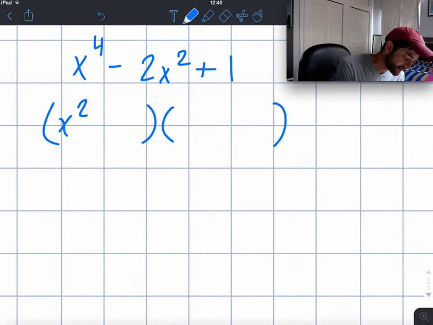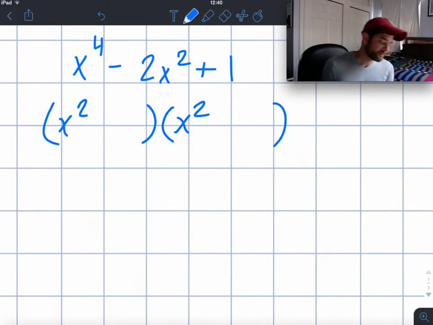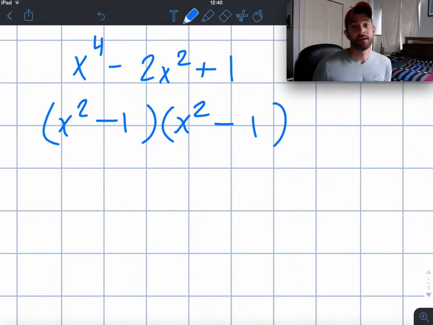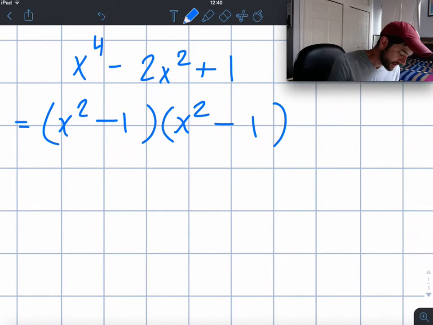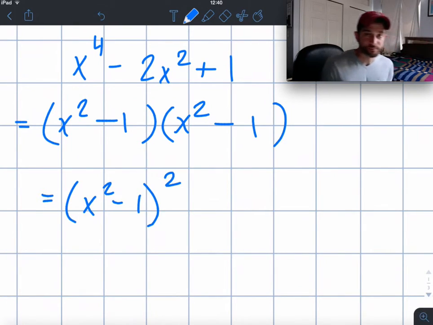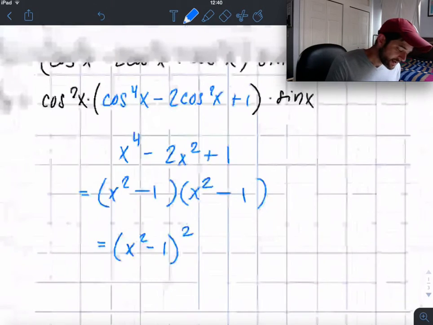I have x squareds that would multiply to get me the x to the fourth. I have negative ones that would multiply to get me the positive one, and the outside terms times the inside terms gets me negative 2x squared. So that would equal x squared minus 1 squared. So that's not so bad.